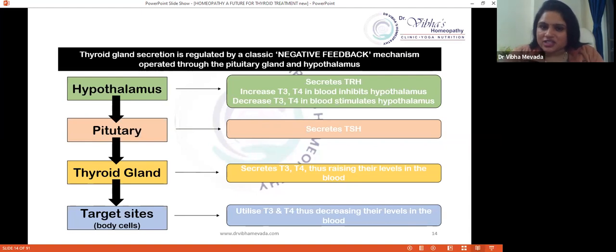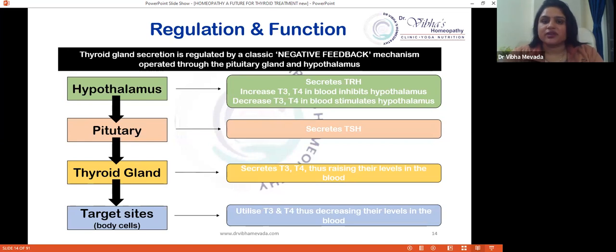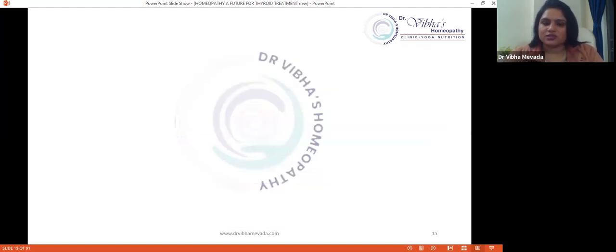And what is this TRH doing? When there is an increase of T3 or T4 in the blood, the hypothalamus is inhibited. And when there is a decrease of T3 and T4 in the blood, it stimulates the hypothalamus to make the balance between hormones. Right? So this is the regulation and function of all these hormones.